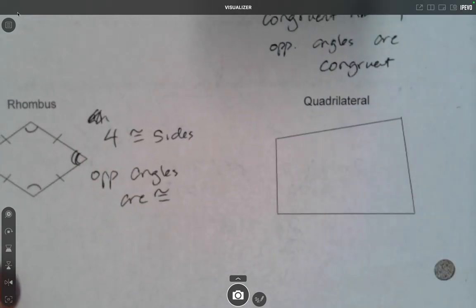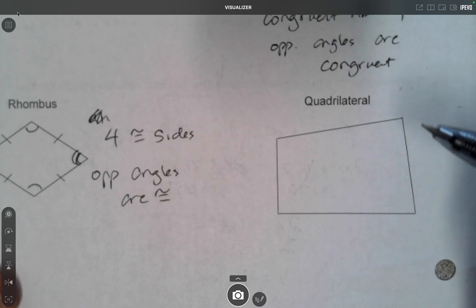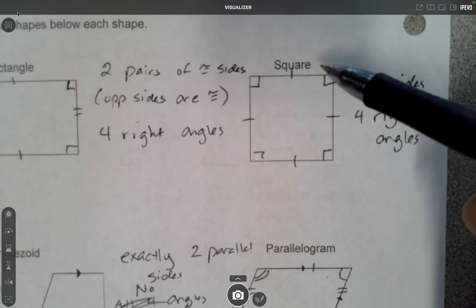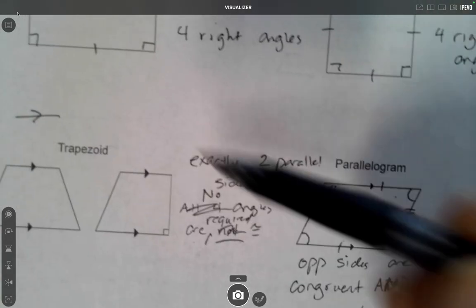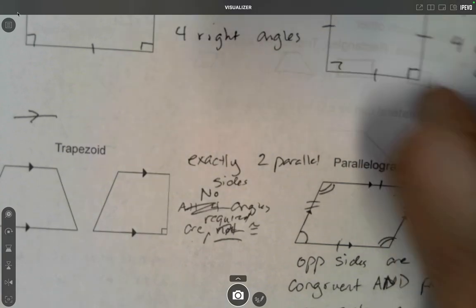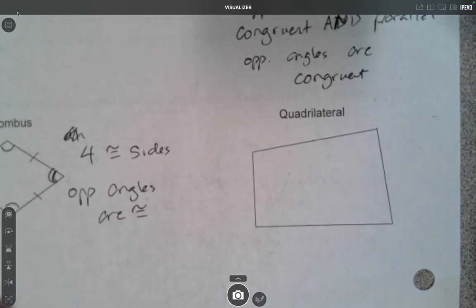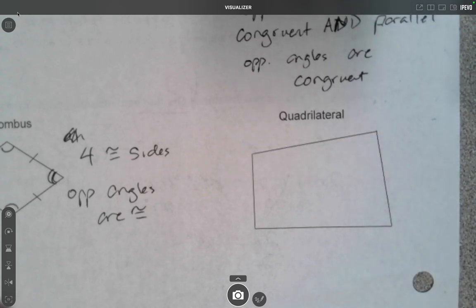And then the general term that applies to all of these is the quadrilateral. So I want to make sure you understand. A rectangle, it's a quadrilateral. A square, hey, that's a quadrilateral. Trapezoid, guess what? A quadrilateral. Same for the parallelogram and the rhombus. All four-sided shapes that are closed are quadrilaterals.